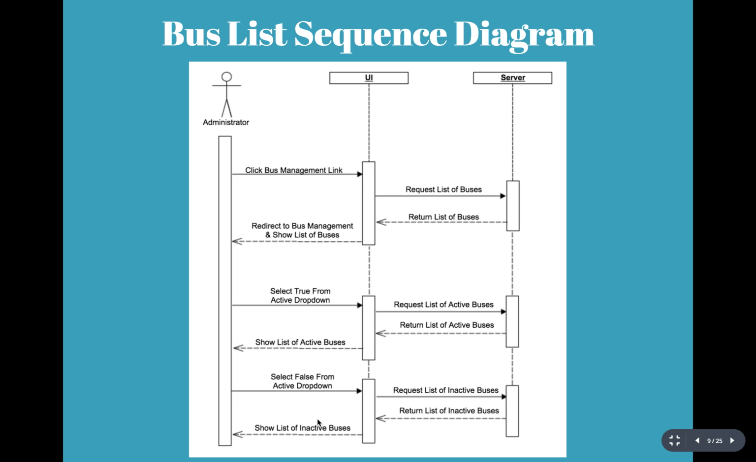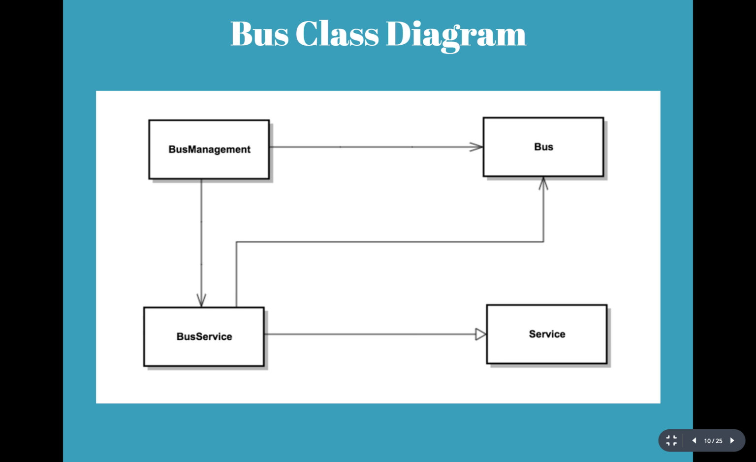If false is selected from the dropdown, then you request a list of inactive buses from the server. The server then returns a list of inactive buses, and the list of inactive buses is also shown. The bus object was used by both the bus management bean and the bus service. The bus management bean calls on the bus service, which extends service.